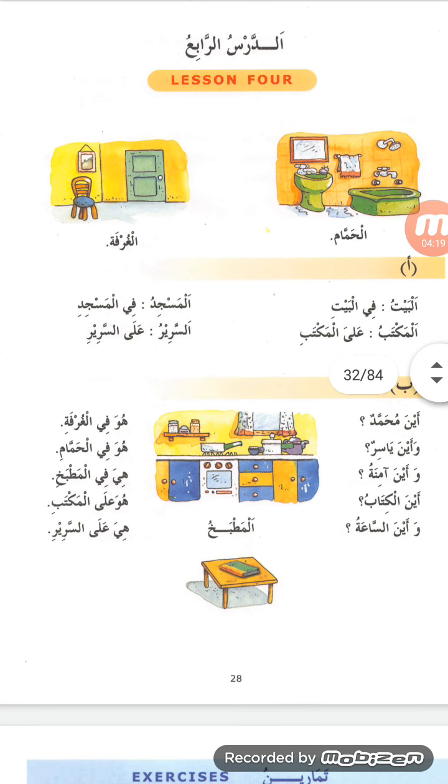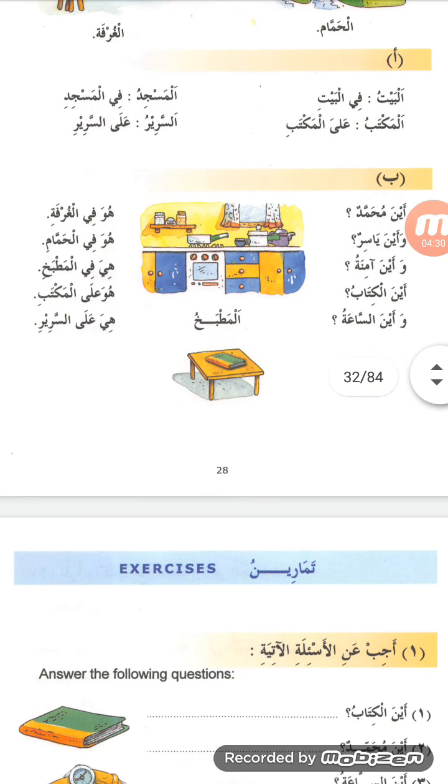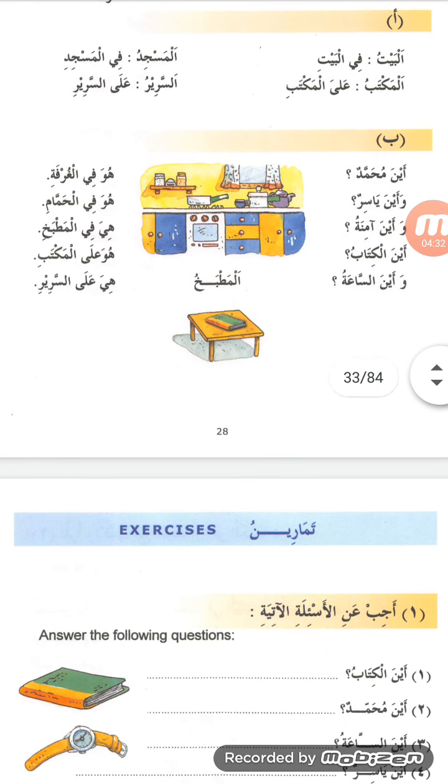So now we will start lesson number 4. Ad-darsu rabi'u. Al-hammamu, the bathroom. Al-ghurfatu, the room. Al-baytu, the house. Fil bayti, in the house. Fi gives the meaning of in. Fil bayti, in the house.